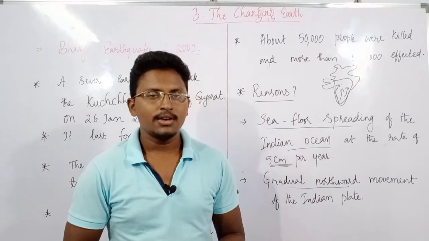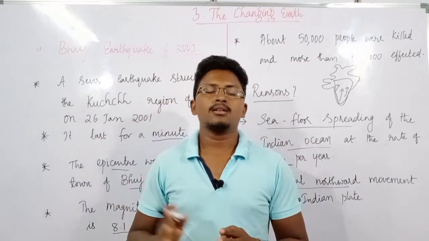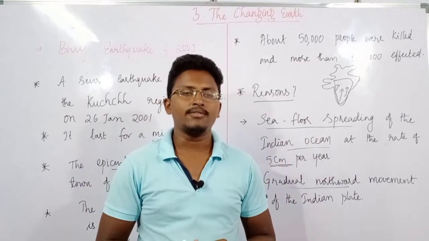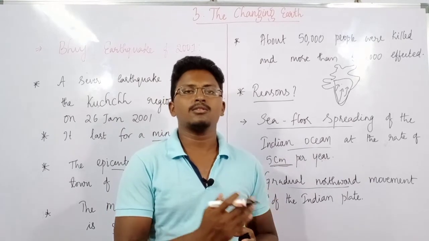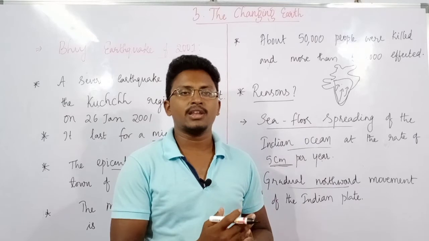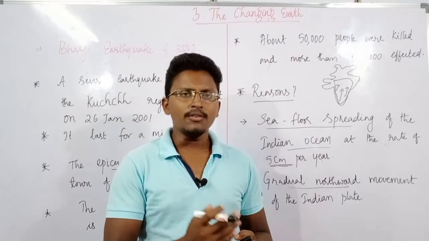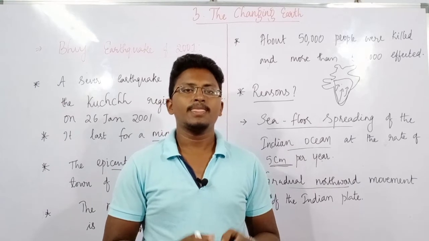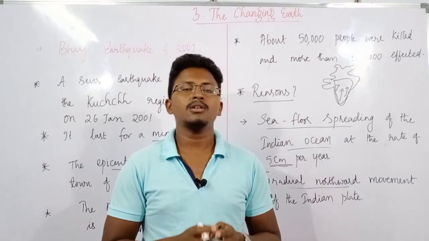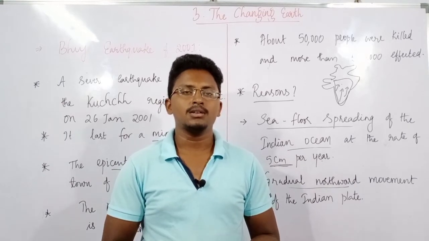So with this we have completed the chapter called The Changing Earth. In this we have discussed earthquakes, volcanoes, the distribution of volcanoes, the distribution of earthquakes, and lithospheric plates, and we have also discussed how they are distributed in different parts of the world. In the next lecture we will discuss the major landforms of the earth. Thank you.